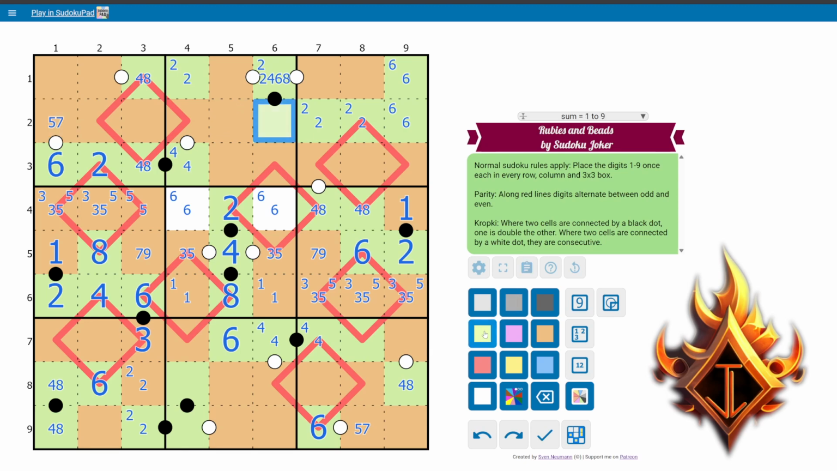This one will be even now, so there will be, that cannot be 6 anymore. There will be a 4 here, so there is not a 4 here, so there is a 4 there. That will be 8. Well, this cannot be 2 because we know it's at the top. So this will be 8.